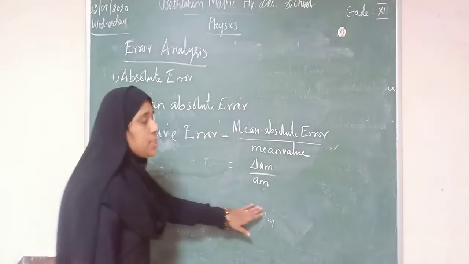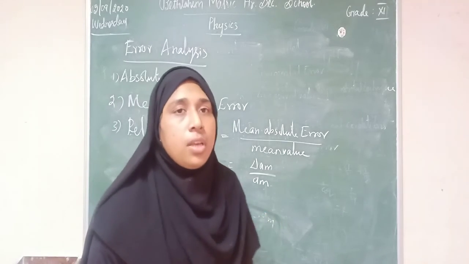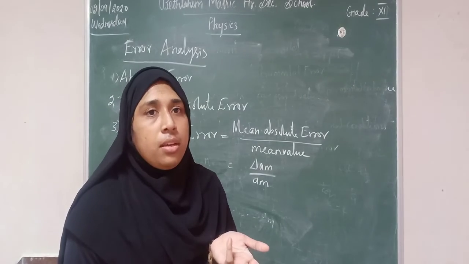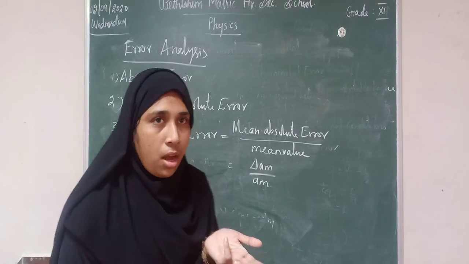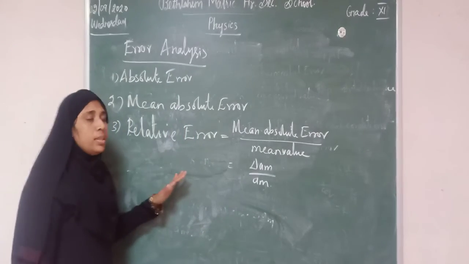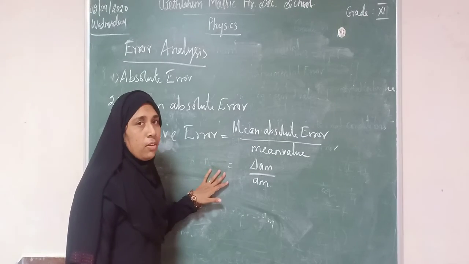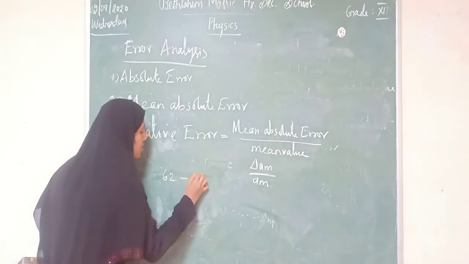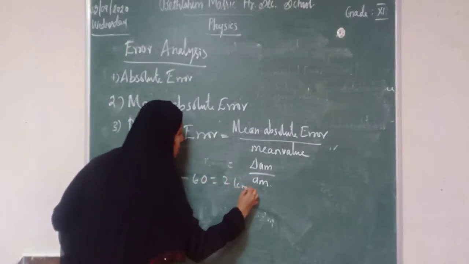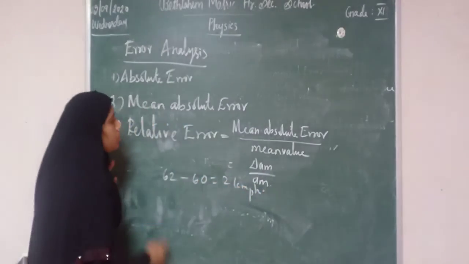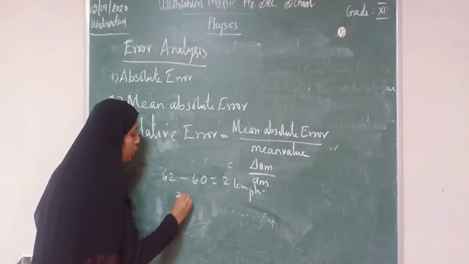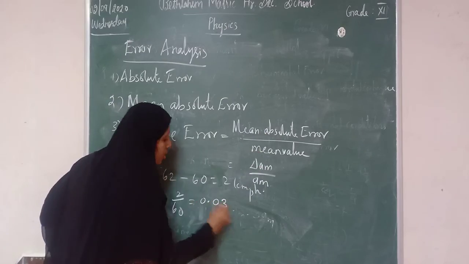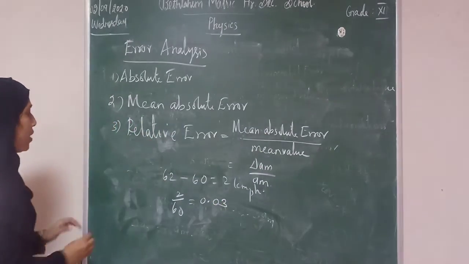Okay. When the driver's speedometer shows 60 km per hour, actually it may be driving at 62 km per hour. How can we calculate the relative error? The absolute error is 62 minus 60, which is 2 km per hour. So what is the relative error? 2 km per hour divided by 60, mean absolute error divided by mean, that is 0.03. This is about relative error.